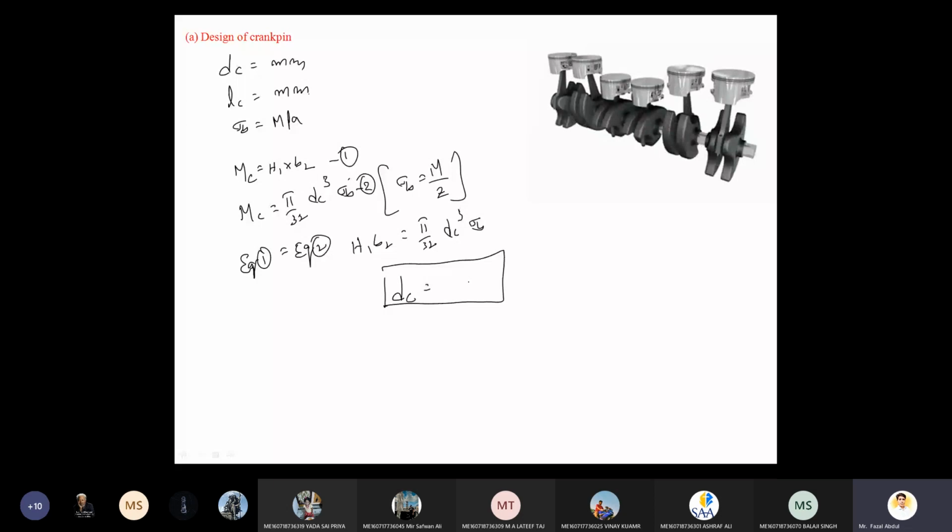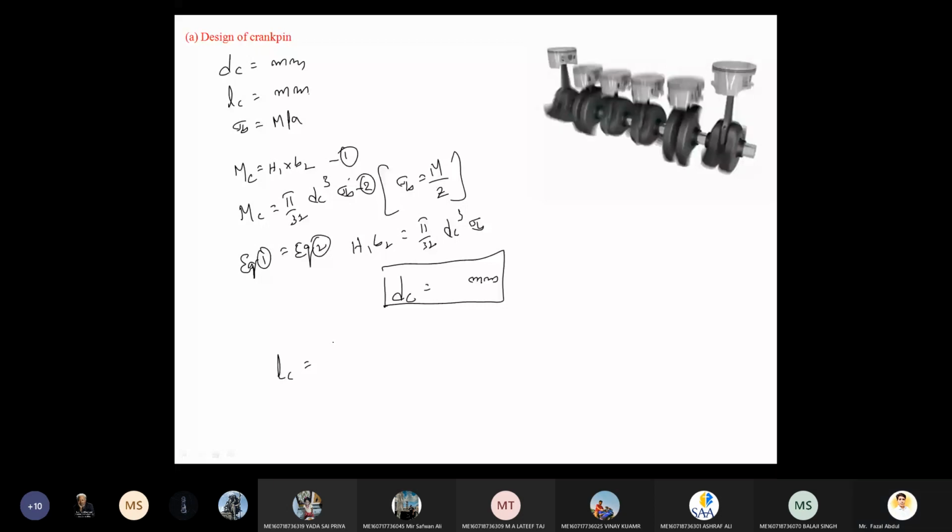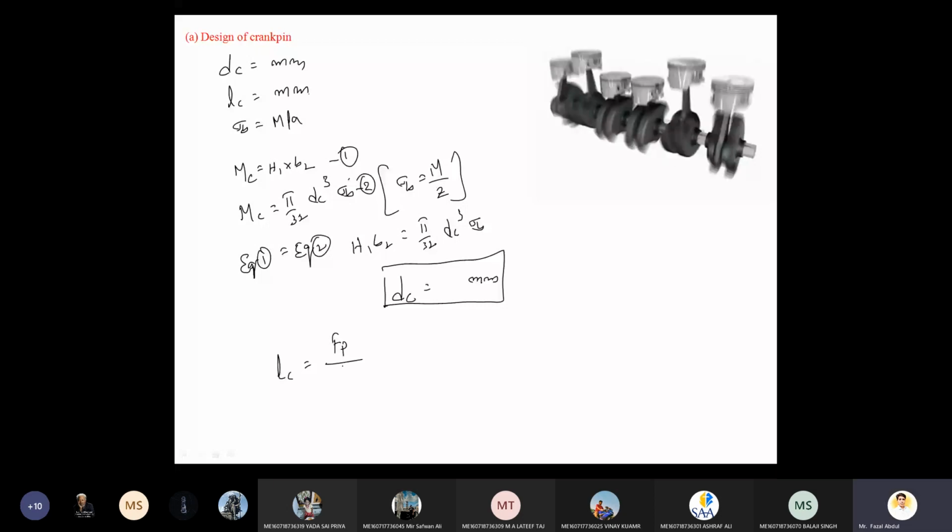After calculating this, we need the LC value, the length of the crank pin. So how much is the length of the crank pin here? The length of the crank pin relation is FP by dc into FP, bearing pressure.